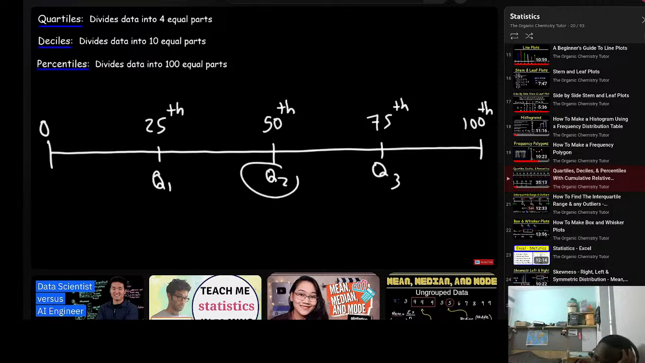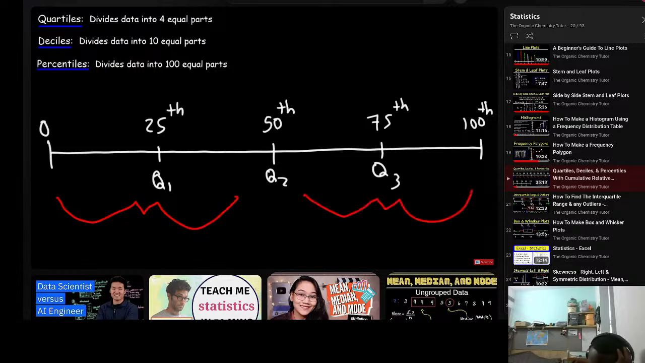Q2 is basically the median of the entire data. Q1 is the median of the lower half of the data. And Q3 is the median of the upper half of the data.